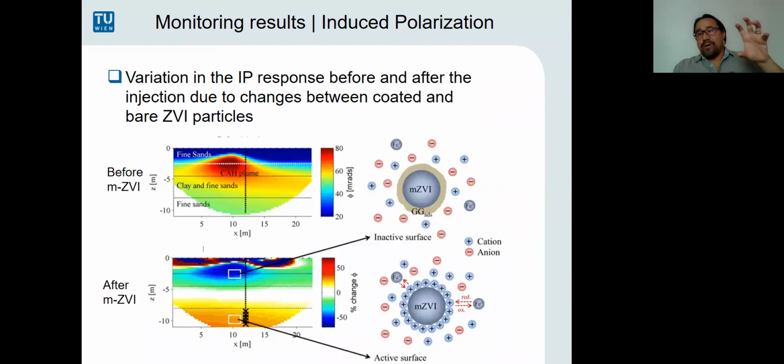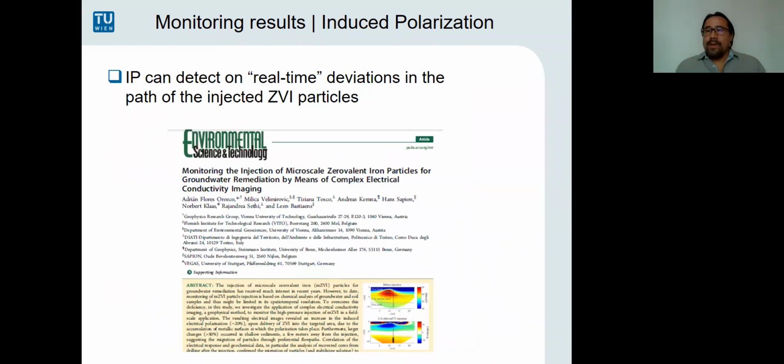But this is important because it shows that the complex conductivity is sensitive to changes in real time associated with the injection of the reaction agent, and to the chemical changes in these particles, whether they are coated or bare. I mean, whether the coating is being consumed or not.